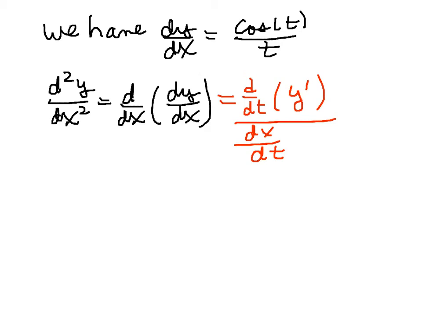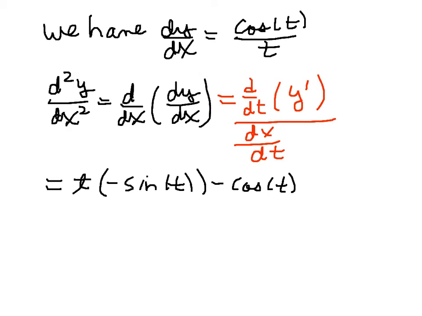So the first thing I'm going to do is take the derivative of y prime right here with respect to t. And when I do that, I have to use the quotient rule. So it's going to be low d high minus high d low all over low squared. So that gives me the top part.